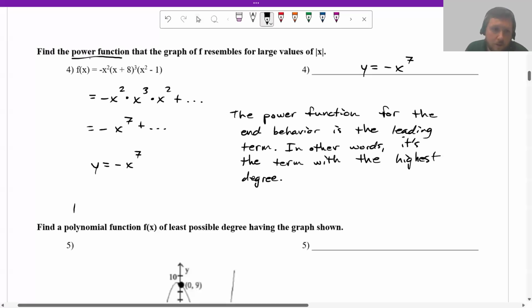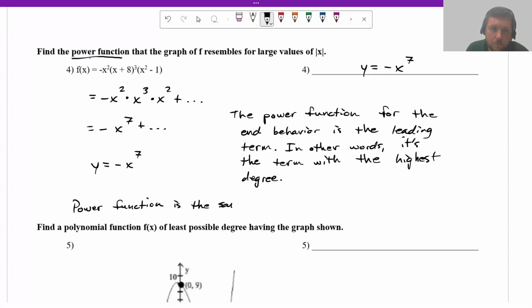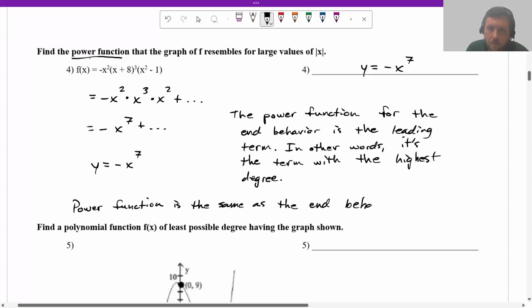So power function is the same as the end behavior function. So the end behavior function is just the leading term of the polynomial, just written as a separate power function. That's all that means.